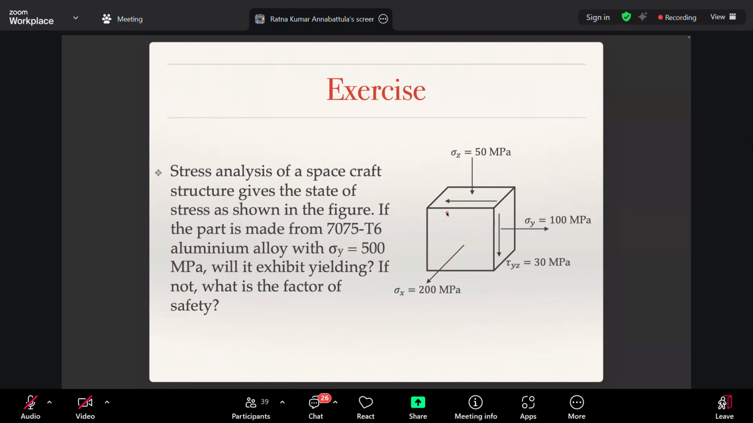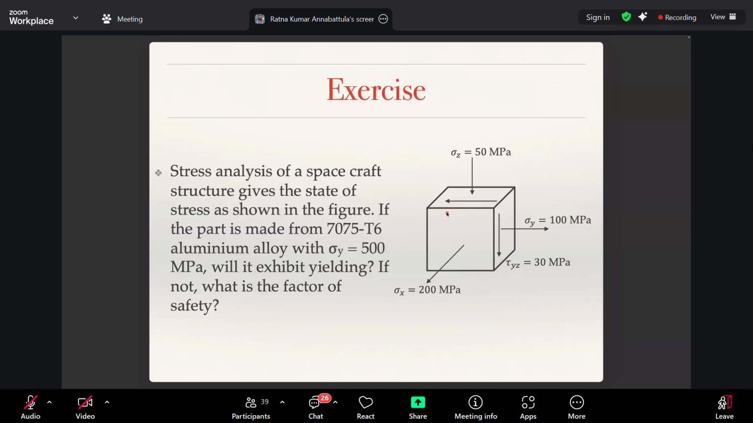What is the positive x direction? Positive z direction is in which direction? So I think that is the minus 50 component, top to bottom: minus 50 MPa. How about tau yz? Is it positive or negative? That should be negative. Sorry, that should be minus 30. So if you make that mistake, you are going to get a different result. Be careful. Correct.